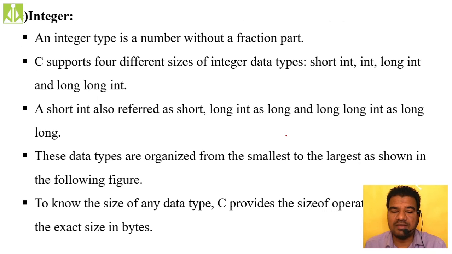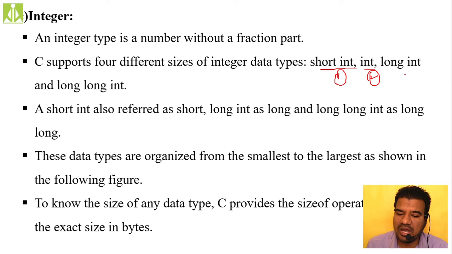Okay, so then we have integers. Integers, we said we can store only whole numbers without fractional part. And in integers, we have short int, int, long int, and long long int, 4 different types. And where exactly will they differ? I mean, short, int, long, and long long, where exactly they differ means in terms of storage area and in terms of the range of values that they store.